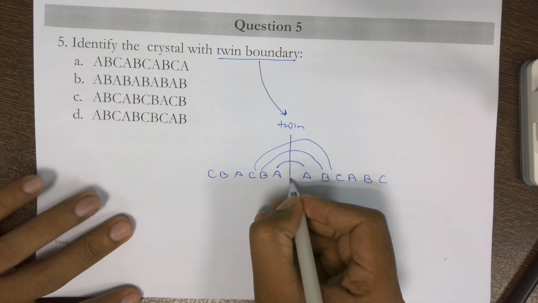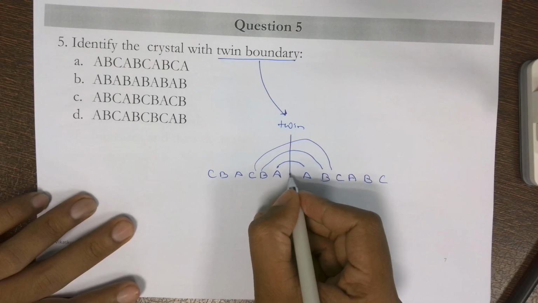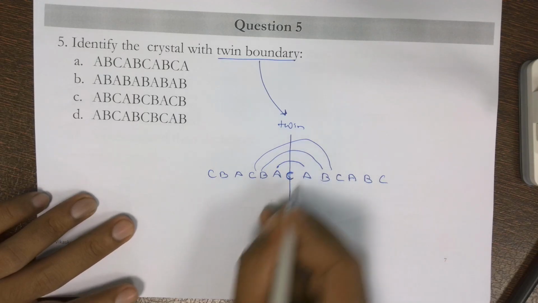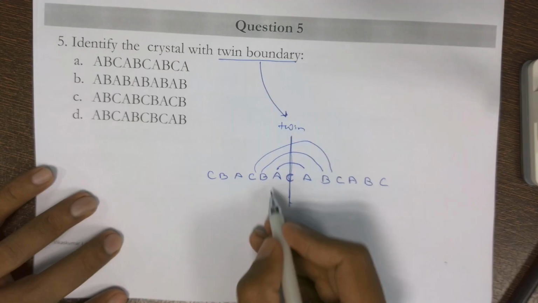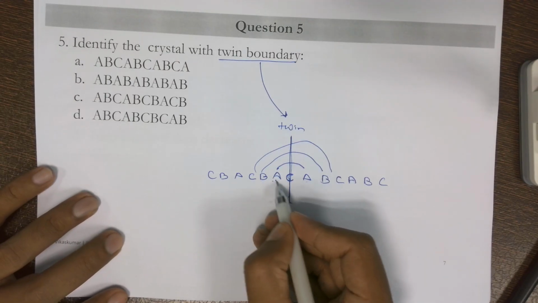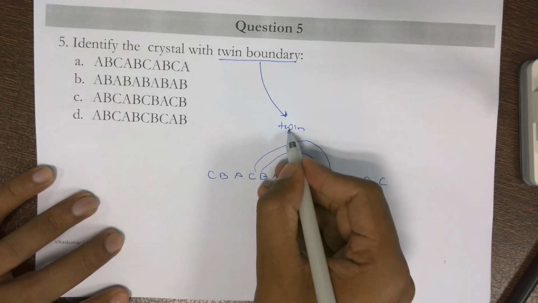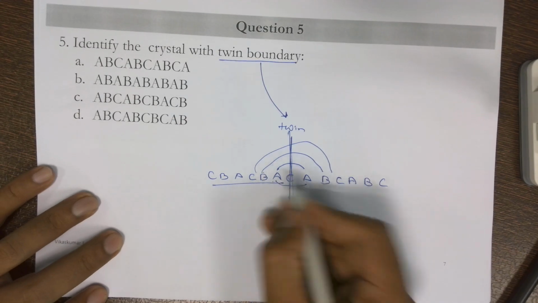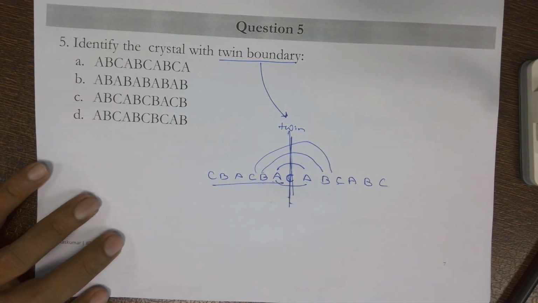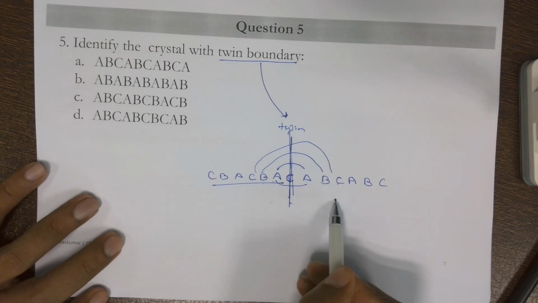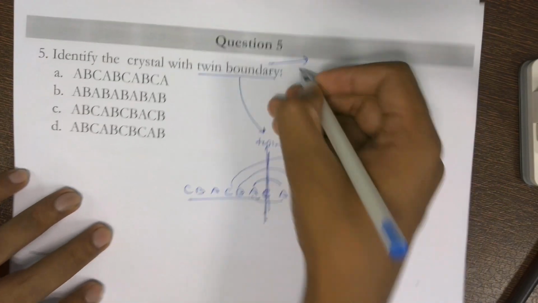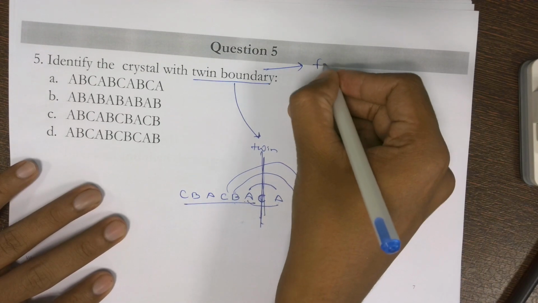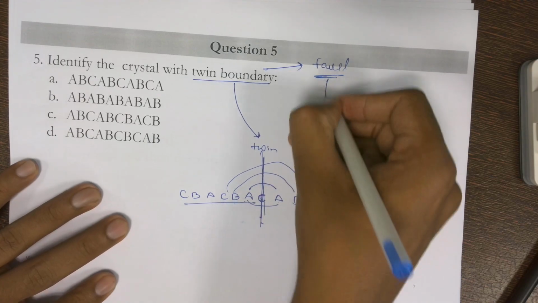Let's say here it's a C. So about this particular plane, what we are getting is a mirror. It's like putting a mirror over here, and this entire stacking will be reversed. So this is our aim to find. This is a twin boundary stacking. First of all, twin boundary is also a fault. It's a defect.